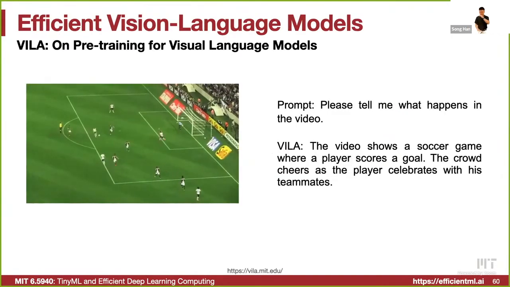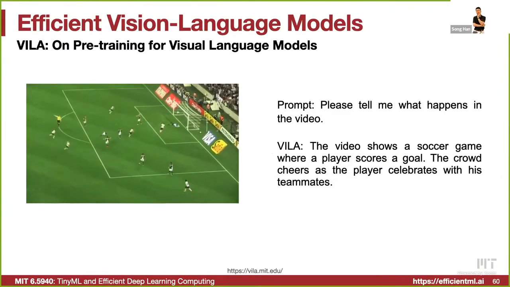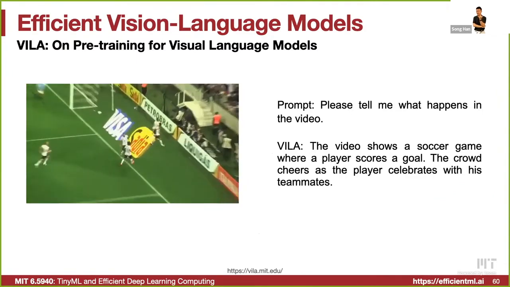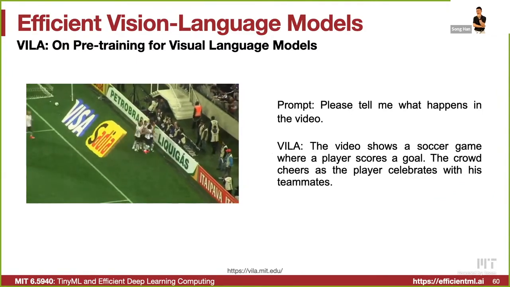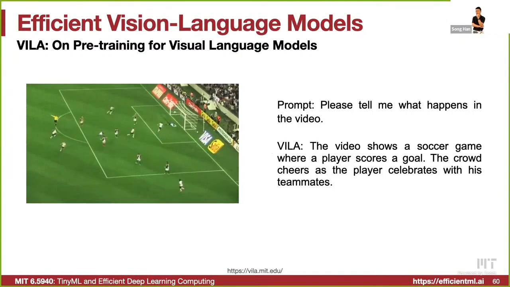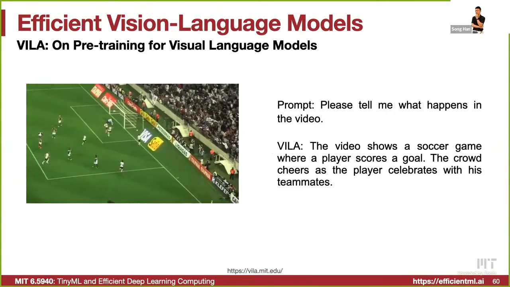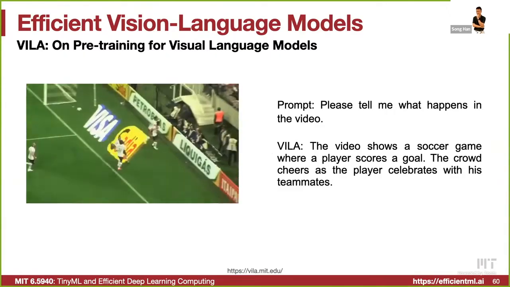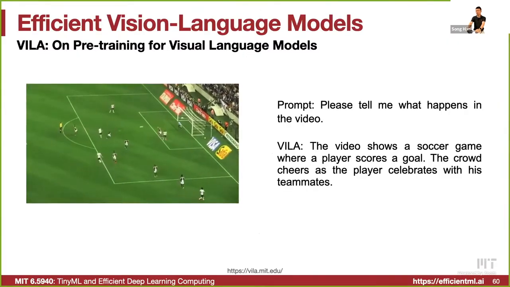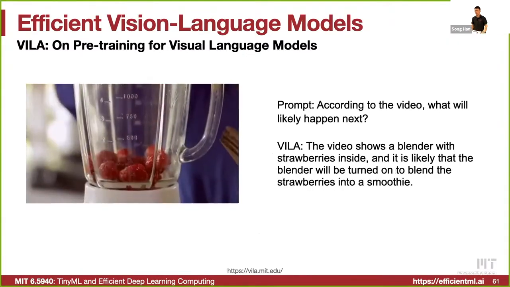So here are some of the capabilities modern visual language models such as VILA can achieve. Given this video, please tell me what happens in the video. And VILA can say, the video shows a soccer game where a player scores a goal and the crowd cheers as the player celebrates with his teammates. Okay. So we have a demo link here at vila.mit.edu, free to play with.